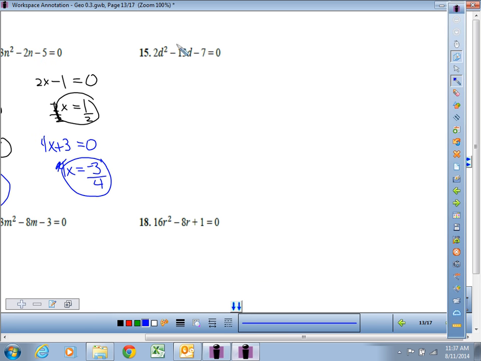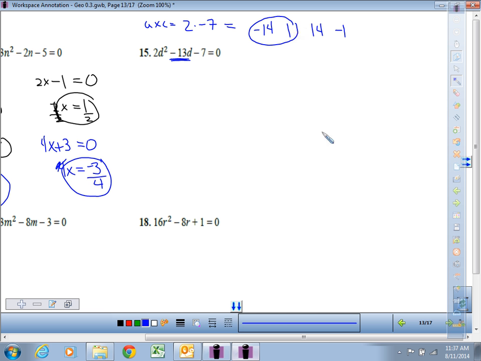So we have to take 2 times negative 7, we get negative 14. We took a times c. A times c was 2 times negative 7, which is negative 14. We need to find those factors of negative 14 that add to negative 13. So while we're factoring this, pay attention. Negative 14 and 1, but we also have 14 and negative 1. We're already done with this because this pair right here adds to negative 13. We could have gone 2 and negative 7, 7 and negative 2, but we didn't have to.